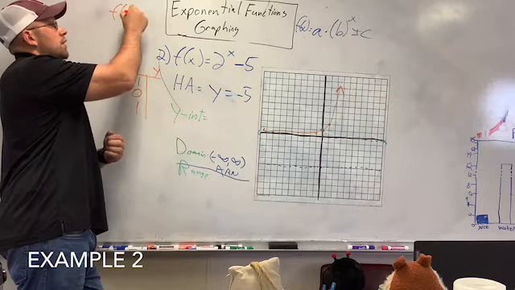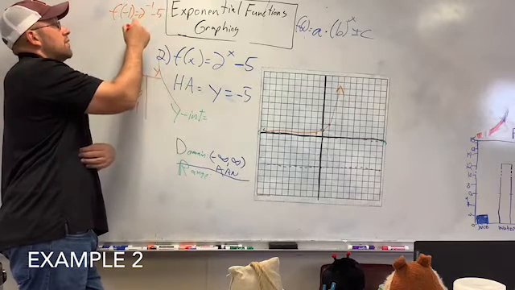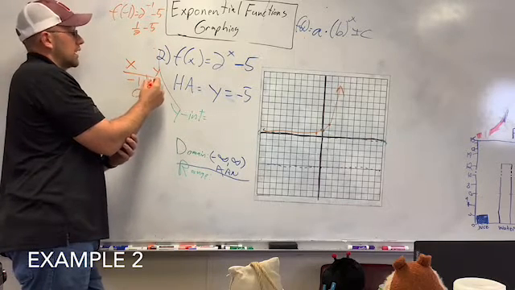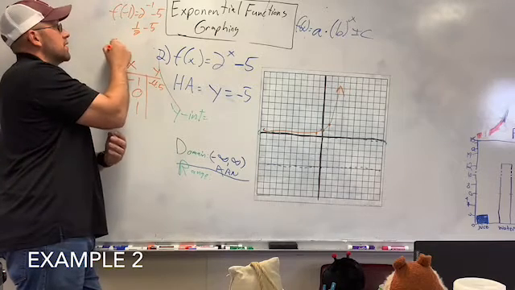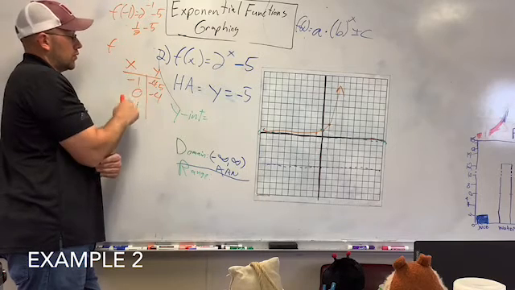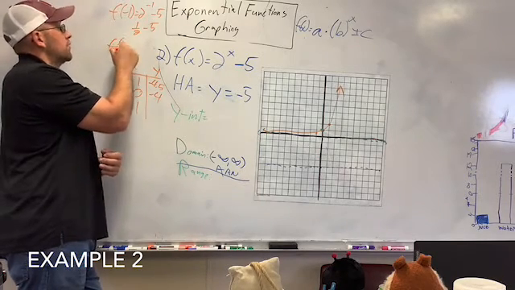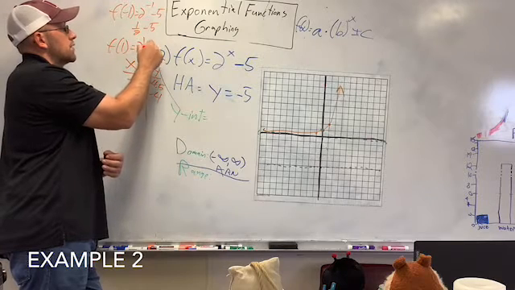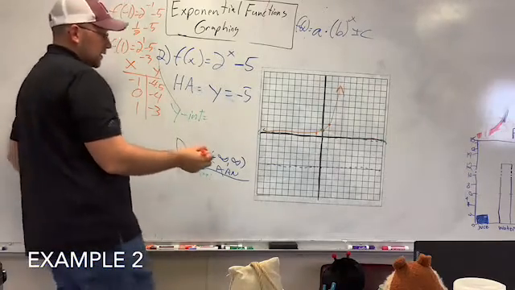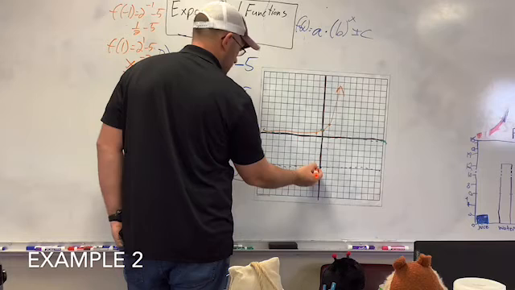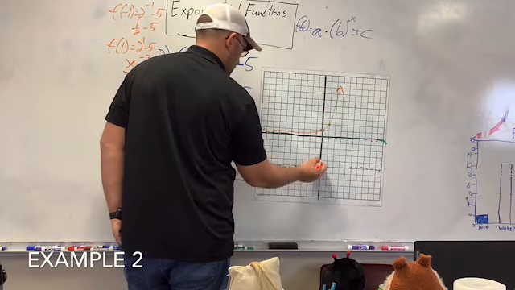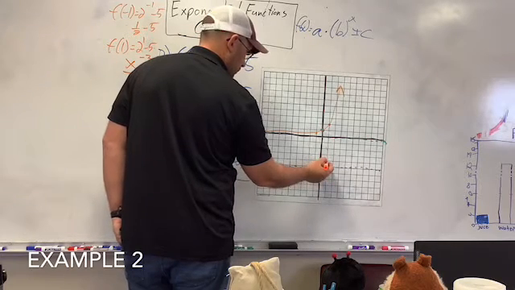So f of -1 equals 2 to the -1 minus 5, which gives us 1/2 minus 5, which is -4.5. We plug in 0, gives us 1 minus 5, and we get -4. So f of 1 equals 2 raised to the 1 minus 5, which is -3. So we graph these. So at -1, we get -4.5. At 0, we get -4. At 1, we get -3.